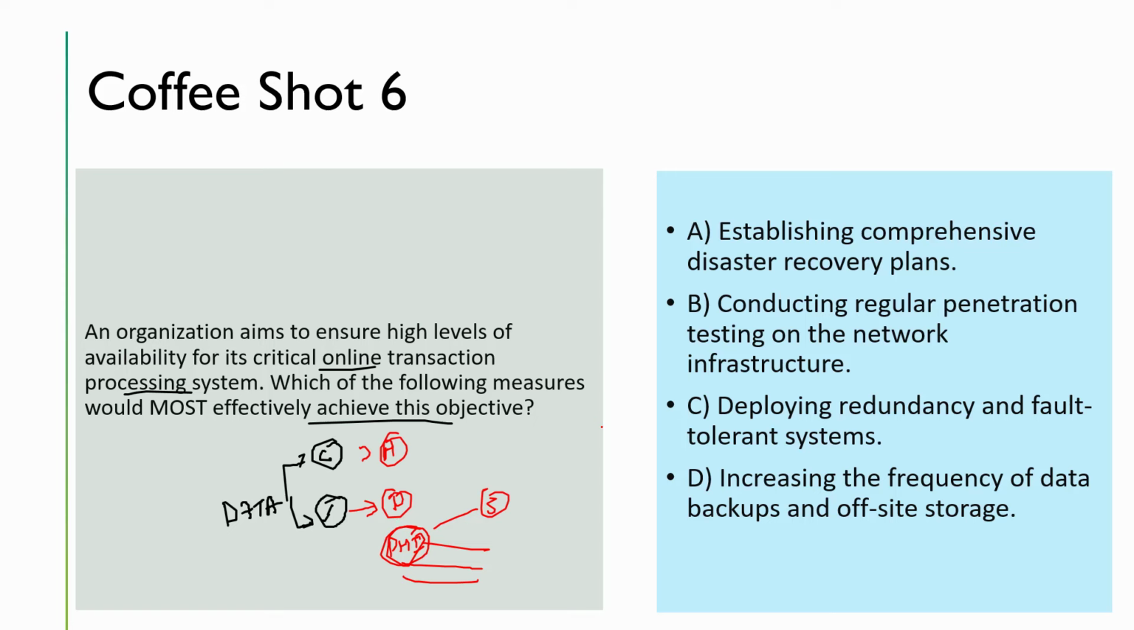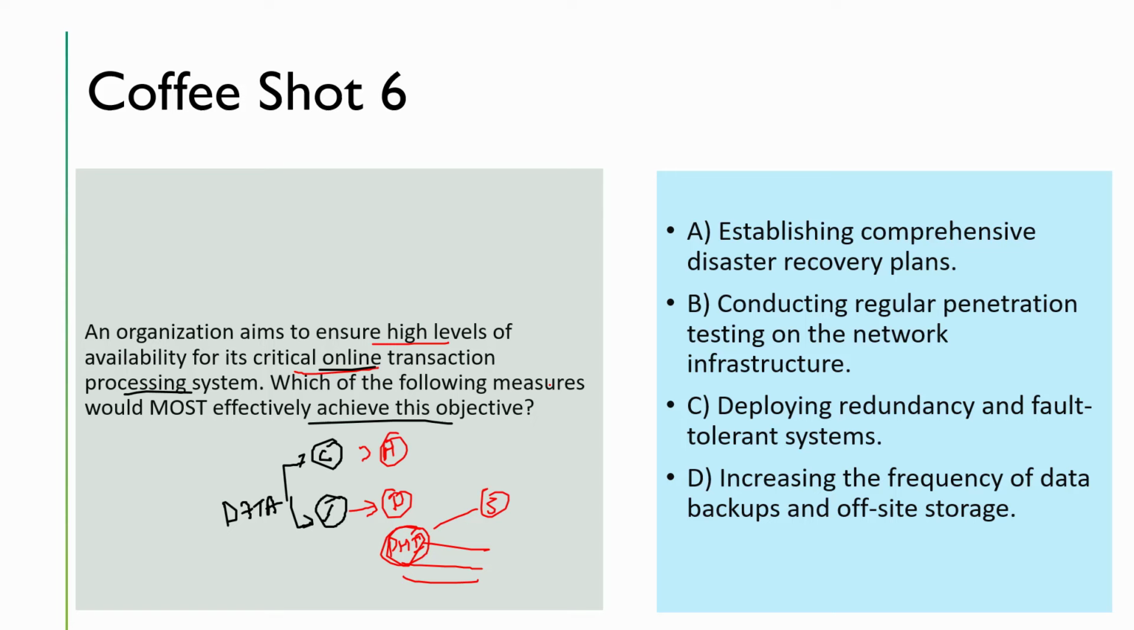Always remember, the question is talking about ensuring a high level of availability for its critical online transactions. So option A, establish a comprehensive disaster recovery plan. That makes sense, because a disaster recovery plan basically ensures that in the case of a disaster we can recover. But it's not about recovery. They say ensure high level of availability. Okay, A is more of a strategic plan.